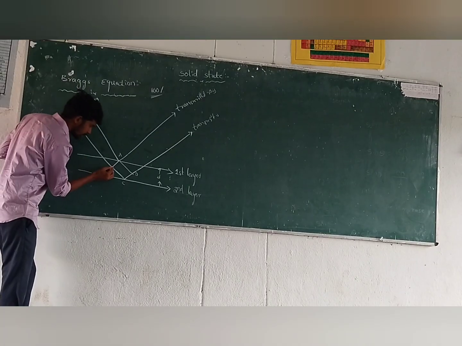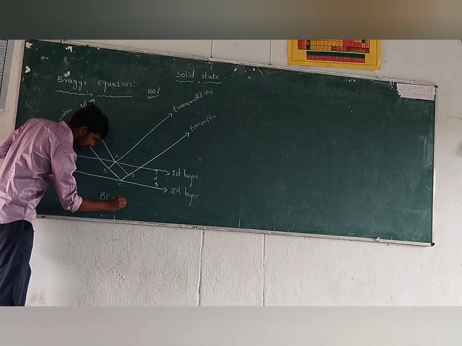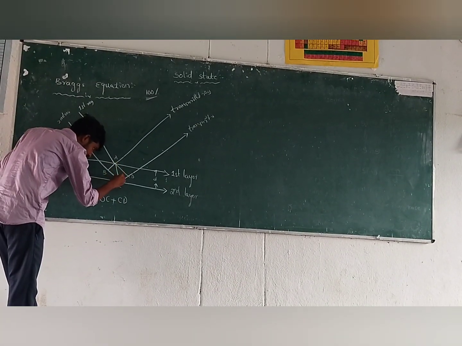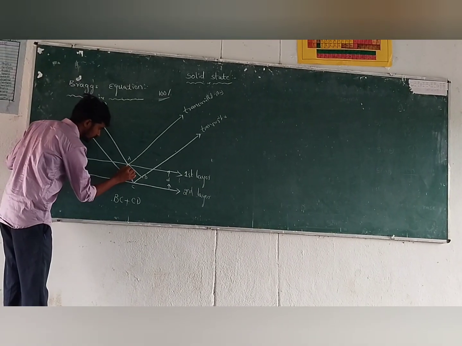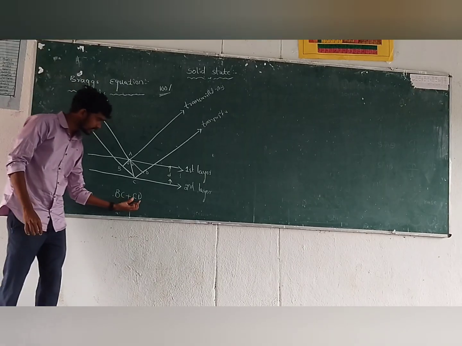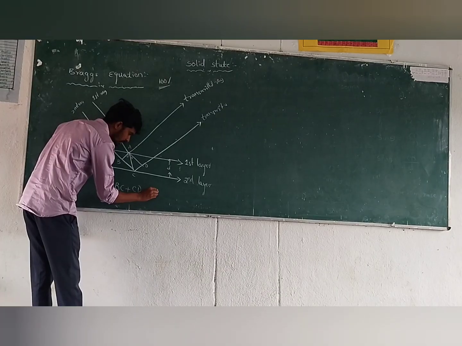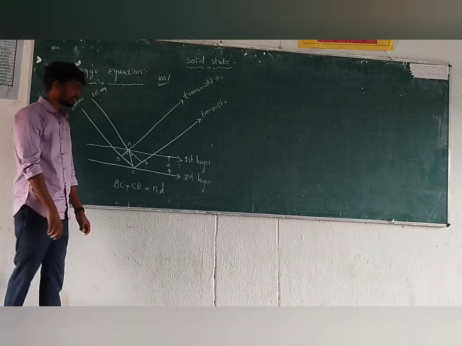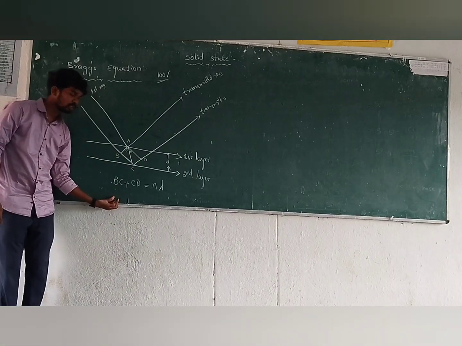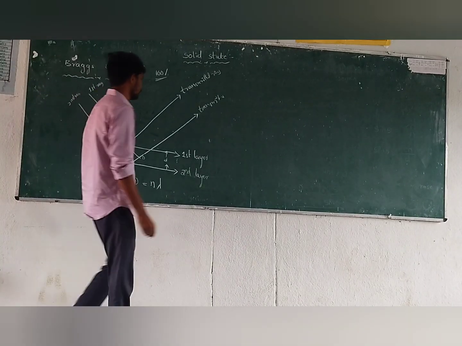What is that distance, sir? This one, BC plus CD. Here I have taken one line. This one is theta, and this one is also theta. The extra distance BC plus CD is equal to a whole number of wavelengths, that is n lambda. So BC plus CD is equal to n lambda, where lambda is the wavelength of the rays.